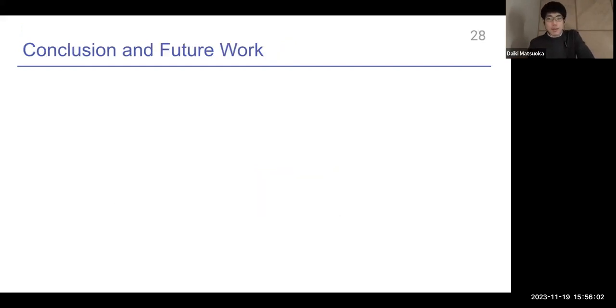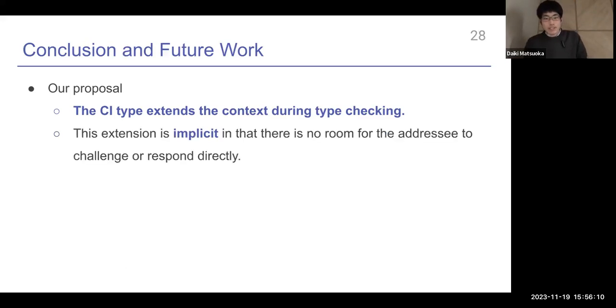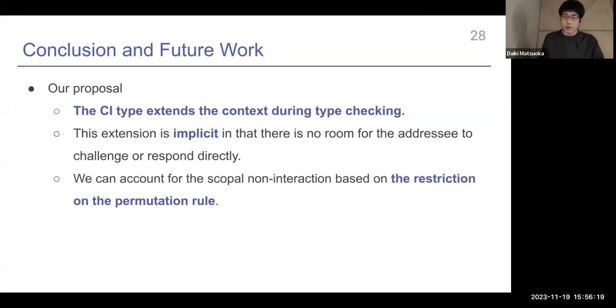All right, let me conclude. Our proposal is the CI type, which extends the context during type checking. And this extension is implicit in that there is no room for WC to challenge or respond directly. And we can account for the scope non-interaction with something like every or no based on the restriction on the permutation rule.